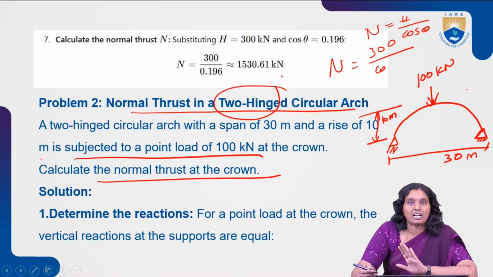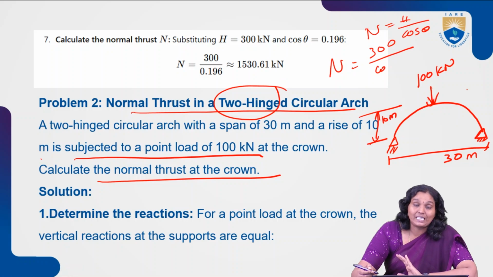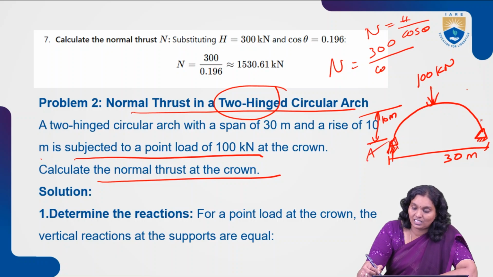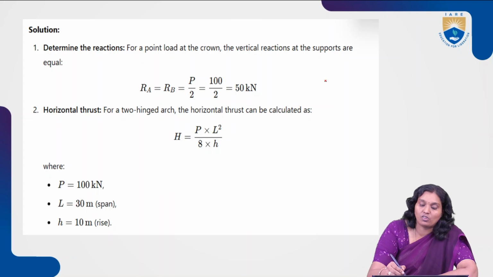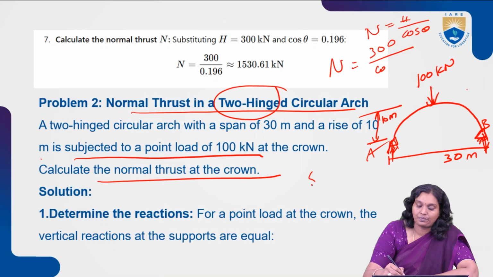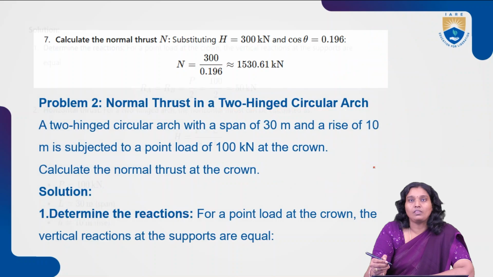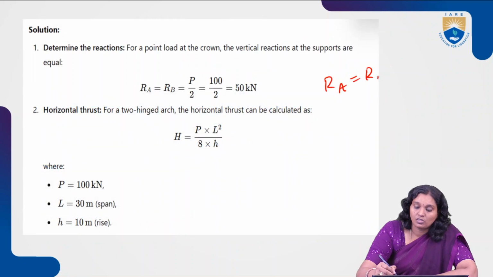This is the given data for this problem for the two hinged arch. A two hinged arch is a statically indeterminate structure. So determine the point load at the crown and find out the vertical reactions. This is A, this is B. So find out the vertical reactions RA. It is also a symmetrical arch. So find out the reactions, we will get 50 kilonewtons.